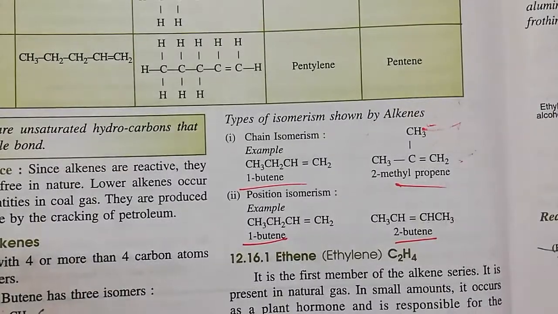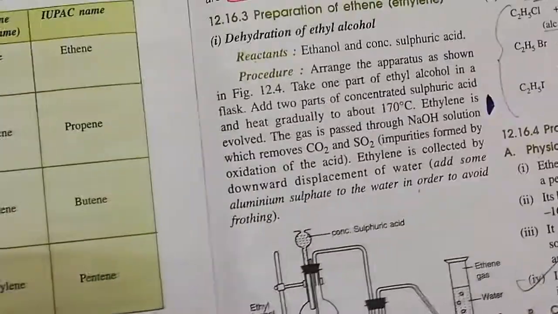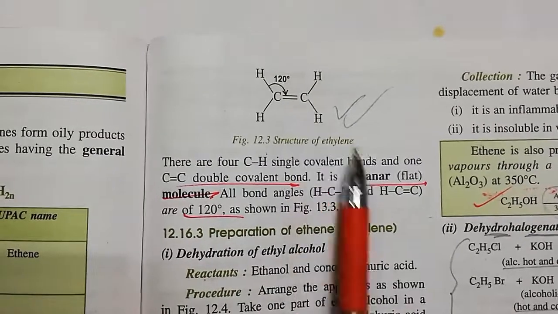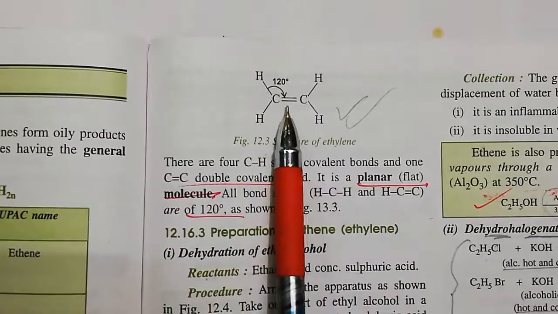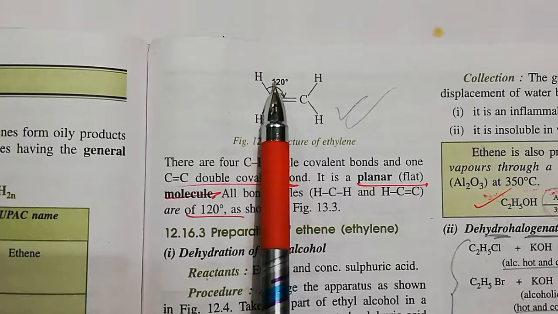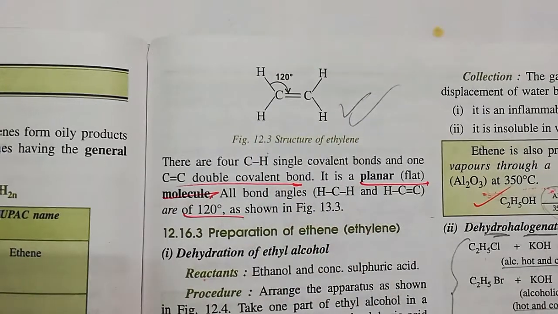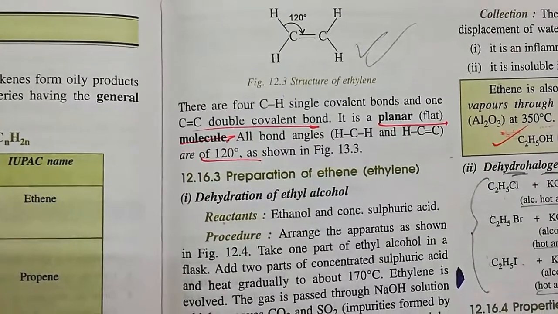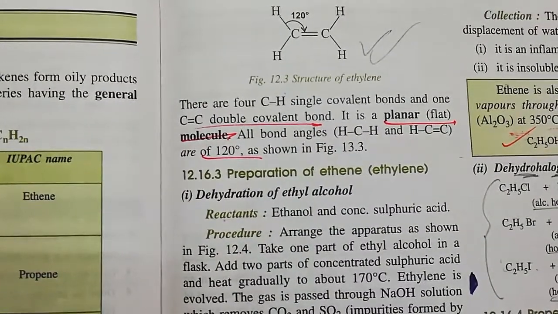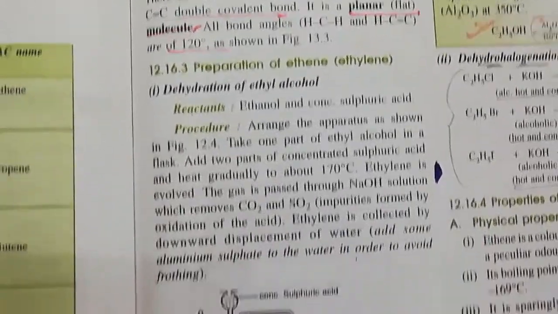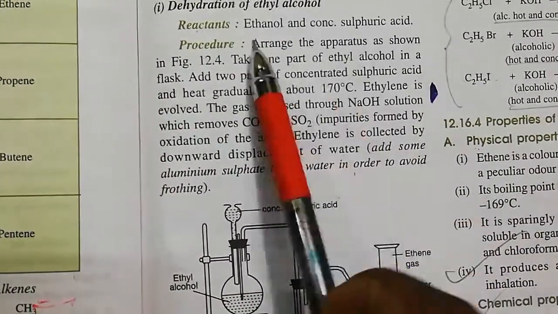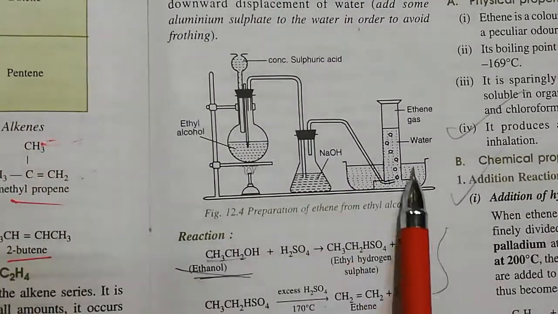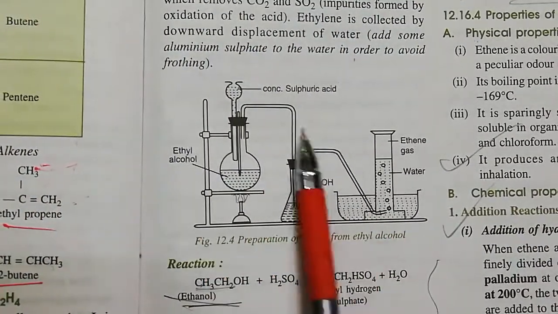Now we'll study the structure of ethene or ethylene. The carbon-carbon double bond is there, the bond angle is 120 degrees, and it is a planar structure. Now we'll study the preparation of ethene in the lab. For the lab preparation, we must study the reactants, but we will not study the procedure. We just try to understand what is there actually.